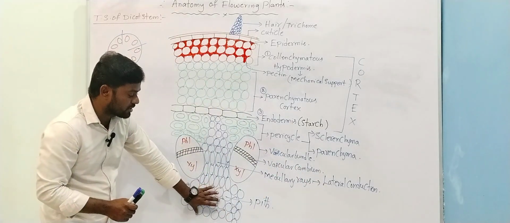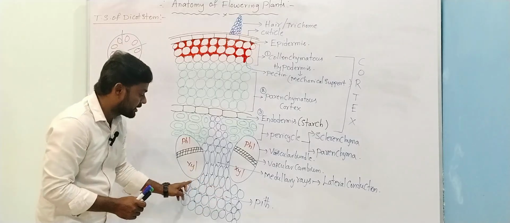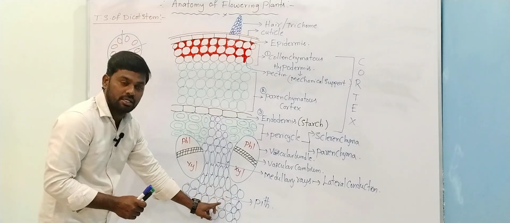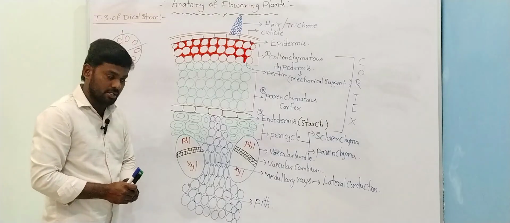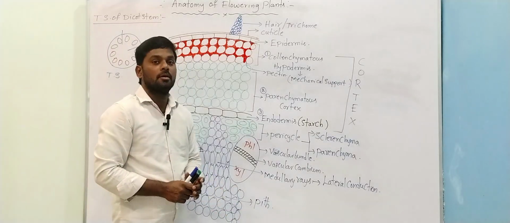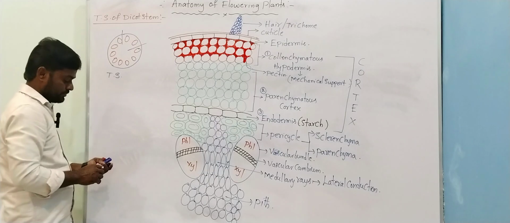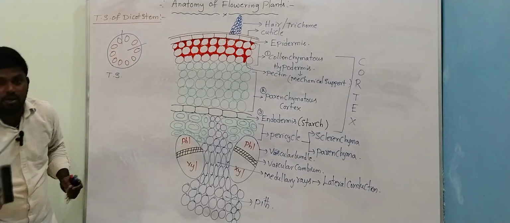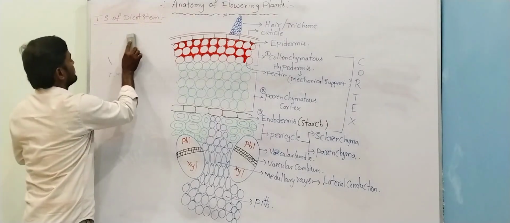And next one, the center part is also filled with a number of parenchymatous cells. These cells are loosely arranged. Here the intercellular spaces are present. Next it is called pith. Okay, now next. Now coming to the vascular bundle characters.